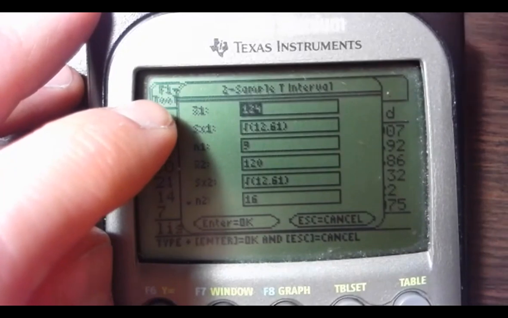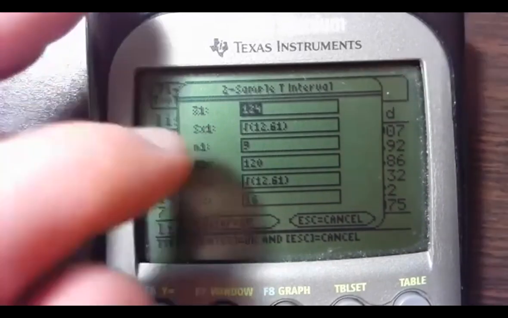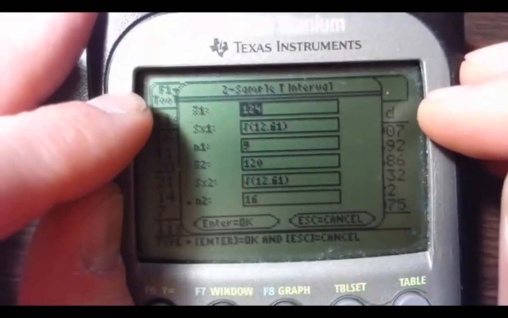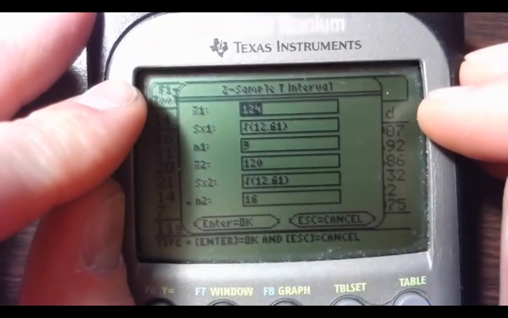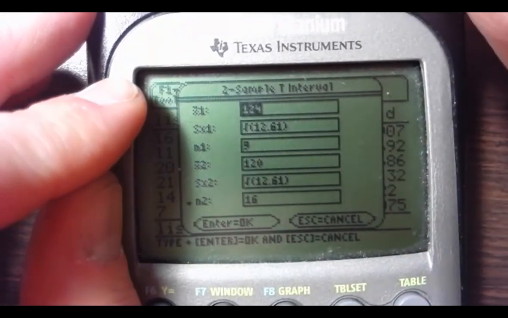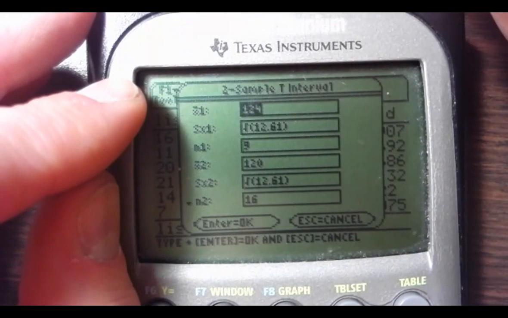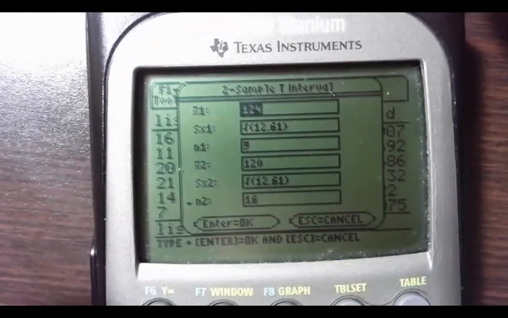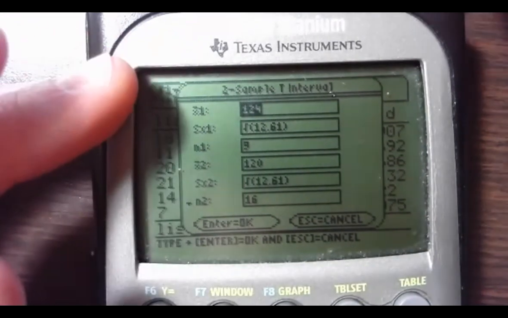X1 bar. I'm looking at the PowerPoint slide, even though you're seeing this. So why do you have the square root of 12.61? Is it the square root of 10? Because we're pooling the variances. Okay. So that's right, that's that big annoying fraction I showed you. Okay, got it.